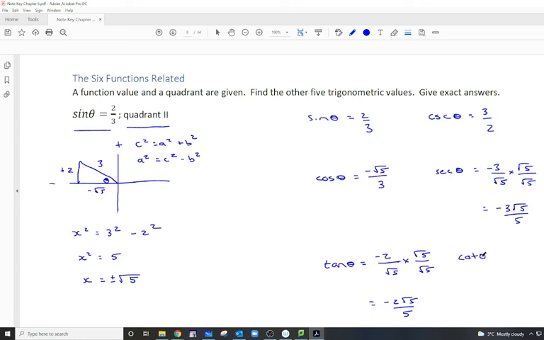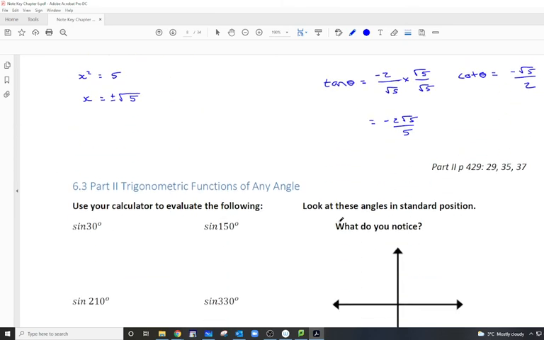Cotan theta, instead of being y over x, is going to be x over y. So it's going to be negative root 5 over 2. And that's my final answer. So those are my other 5 trigonometric values with exact values. Don't touch a calculator. All right, that's the end.